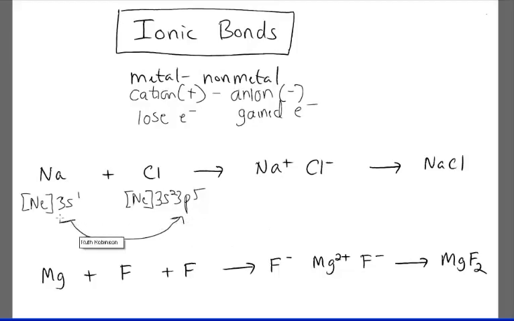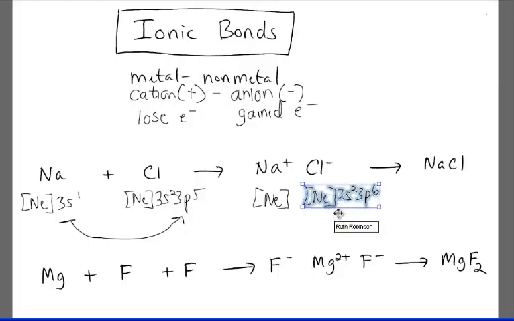When the sodium loses that electron, its configuration is simply neon. And when chlorine gains an electron, its configuration is now neon 3s2 3p6, and that is the same thing as argon. So it now has a noble gas configuration as well.